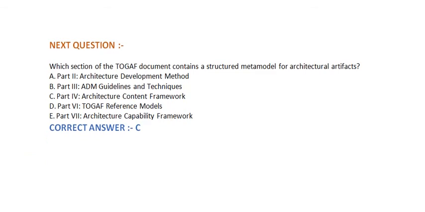Next question is, which section of the TOGAF document contains a structured meta model for architectural artifacts? Option A, Part 2, Architecture Development Method. Option B, Part 3, ADM Guidelines and Techniques. Option C, Part 4, Architecture Content Framework. Option D, Part 6, TOGAF Reference Models. And option E, Part 7, Architecture Capability Framework. The correct answer is option C.